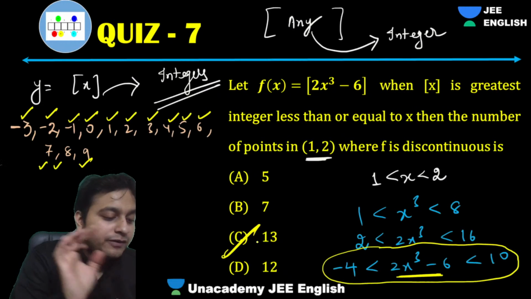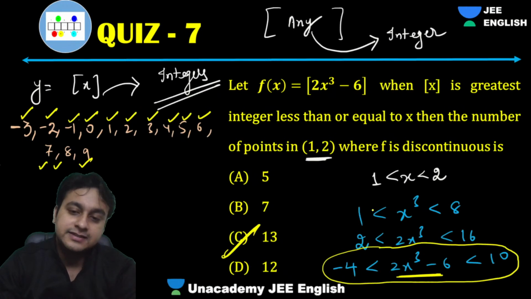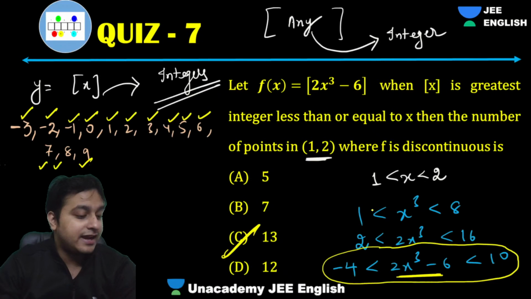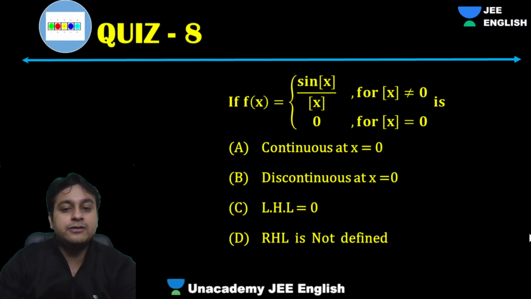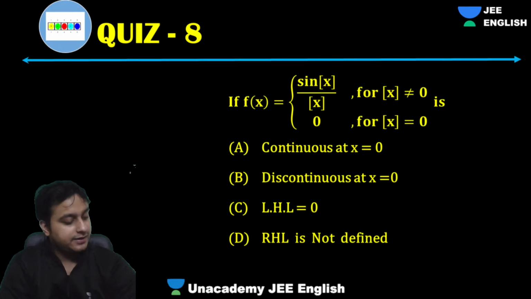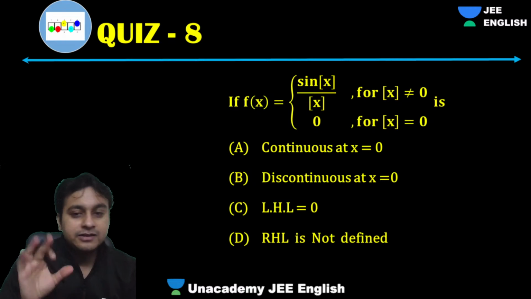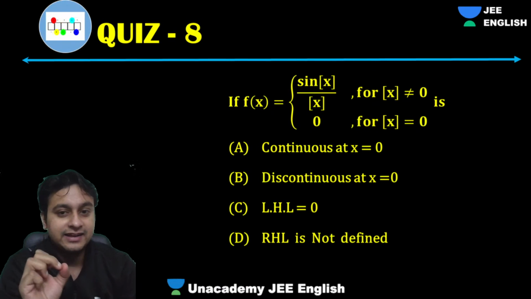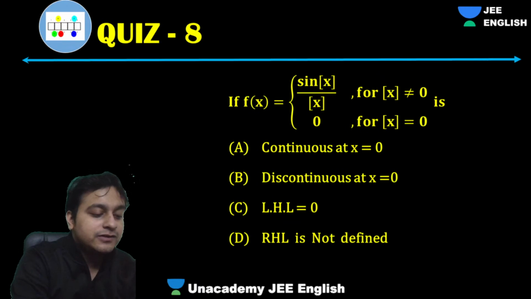Got it? So very frequently this kind of questions have been asked in the past. So you have to calculate this 2x cube minus 6 and see where it is and how it is behaving. This is also a very good question. Let's see how many of you can do this. I think many of you will get the answer, but some of you will not get it in detail. The answer will come, but guys, the concept over here is very, very important. We'll go through that, don't worry.